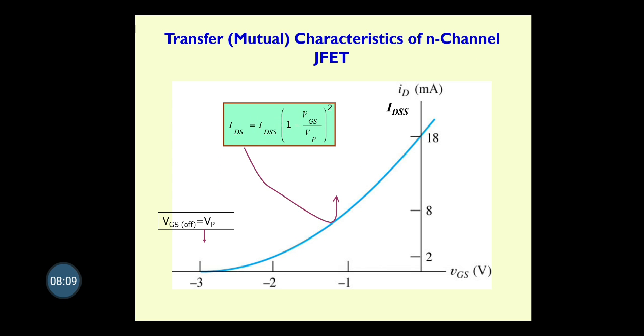The same transfer characteristic is shown here. Marking the pinch off voltage, from here you will get the pinch off voltage, the voltage at which current becomes 0. And the current equation of this curve is IDS is equal to IDSS into 1 minus VGS by VP, the whole square, which we have studied now.